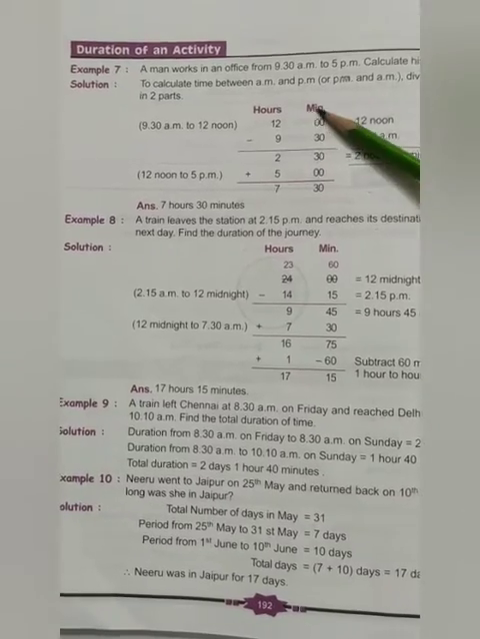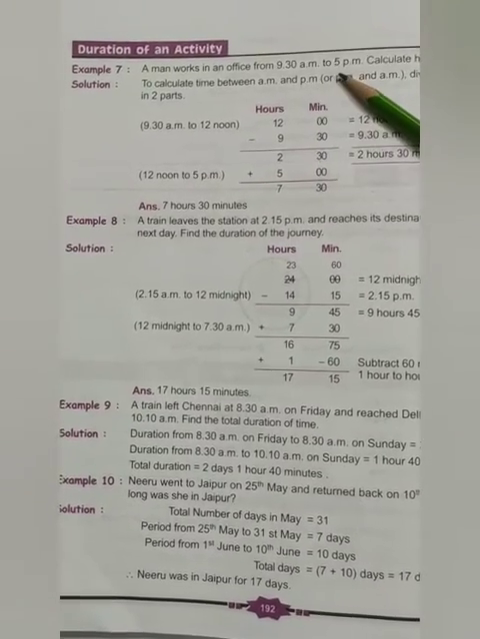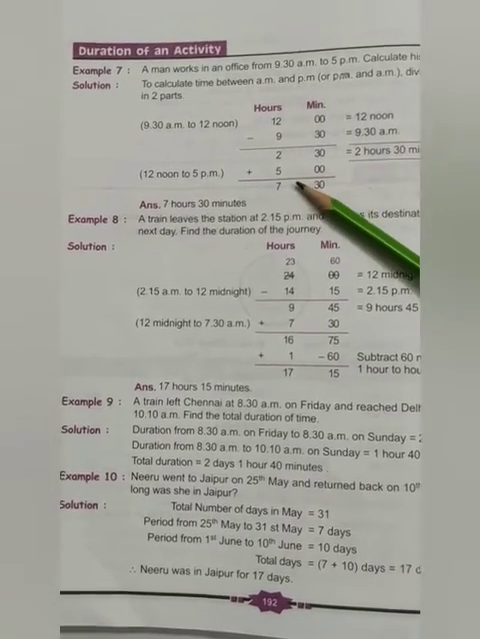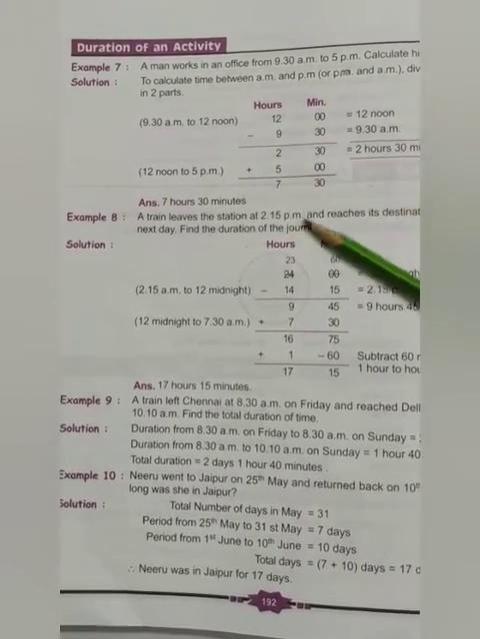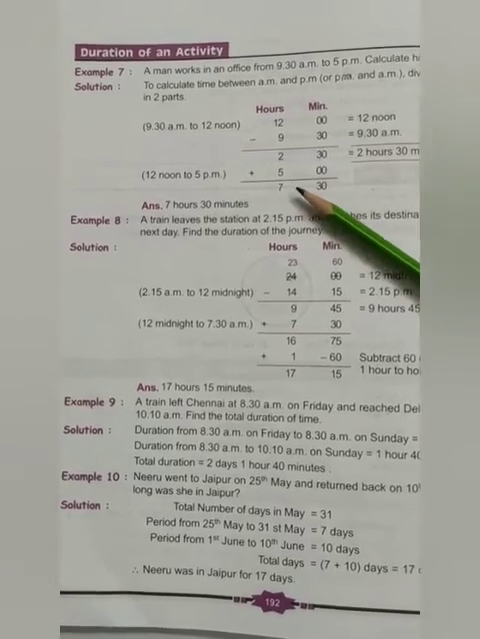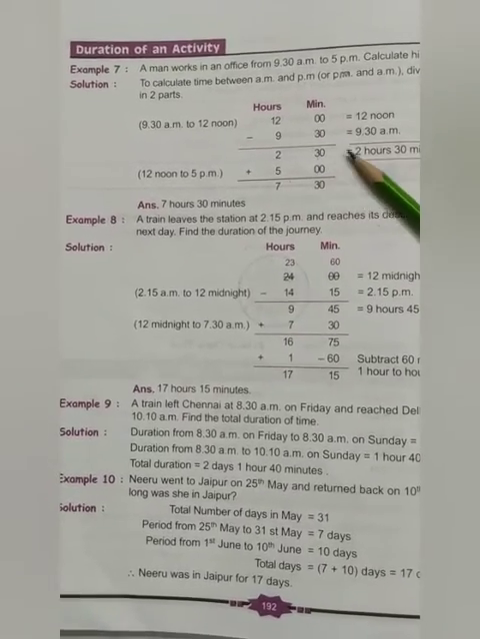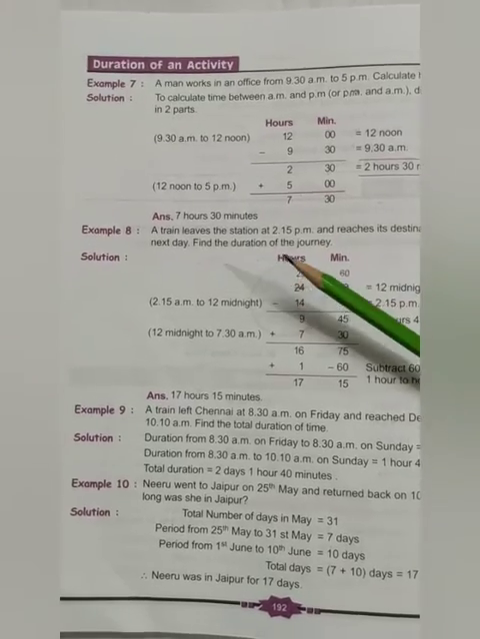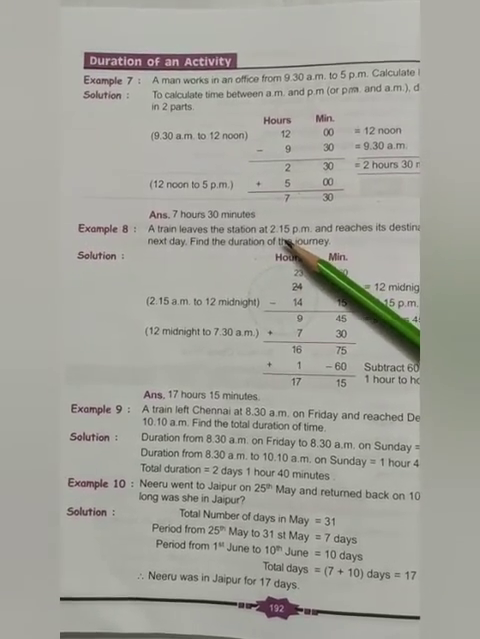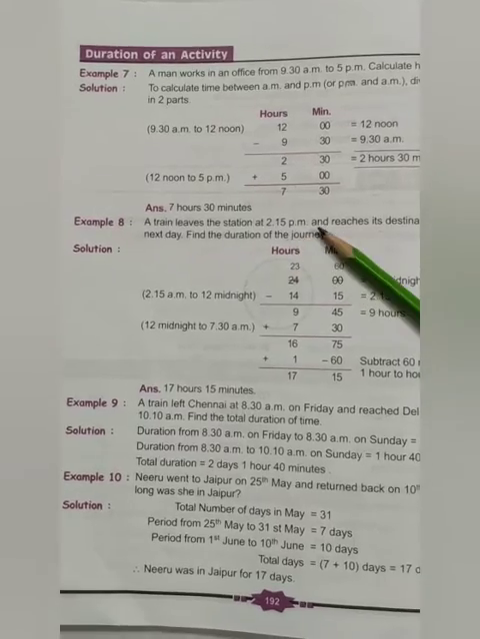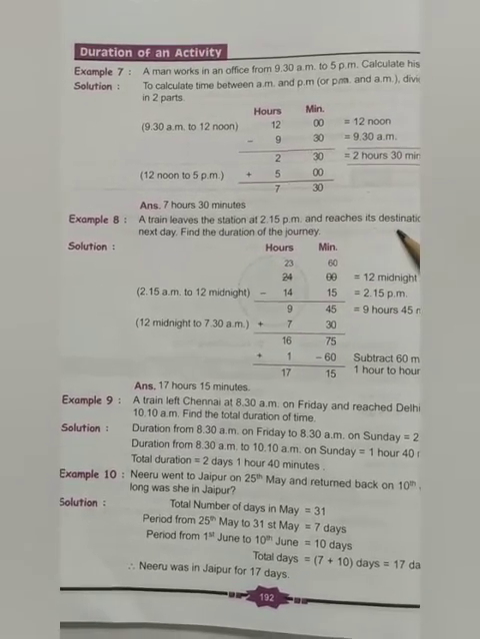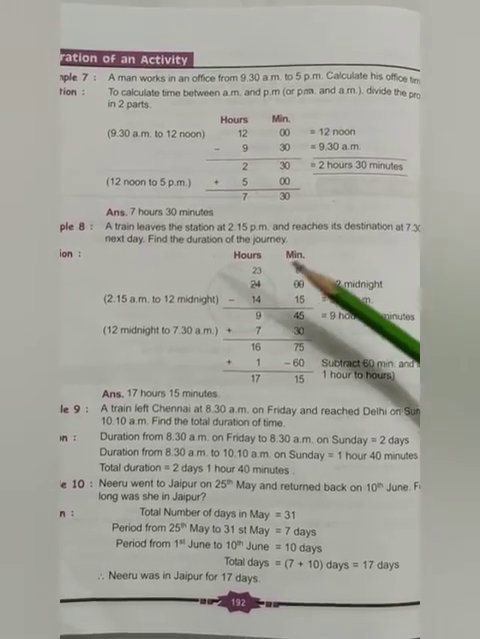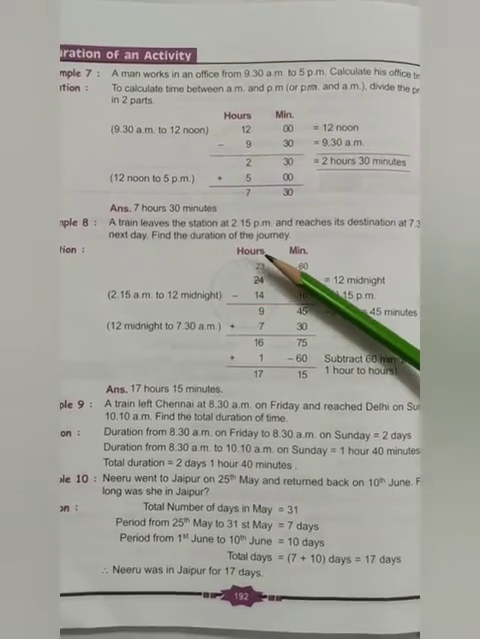Then 12 noon to 5 PM. How much? 5 hours. So we add 5. So the result is 7 hours 30 minutes. Then example 8. A train leaves the station at 2:15 PM and reaches its destination at 7:30 AM next day. Find the duration of the journey.